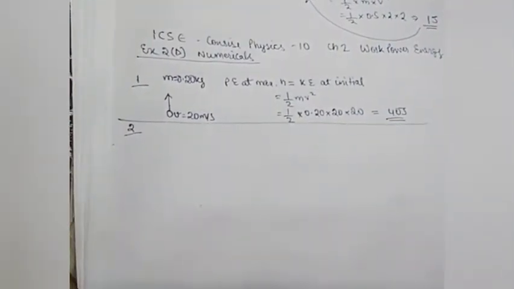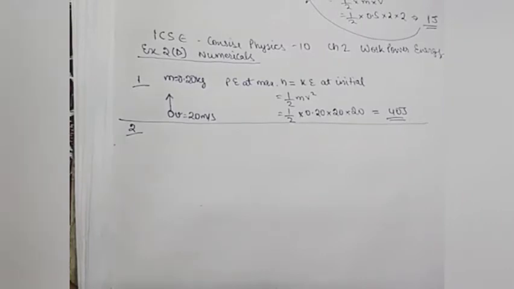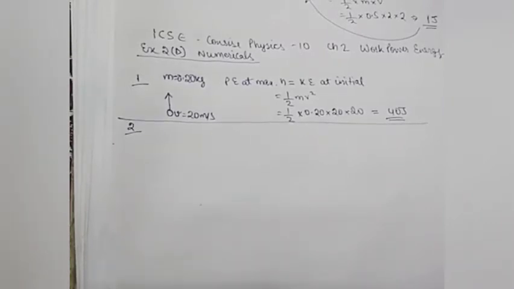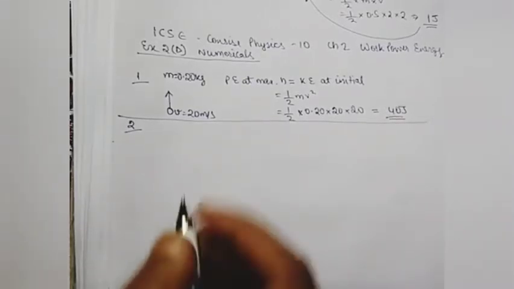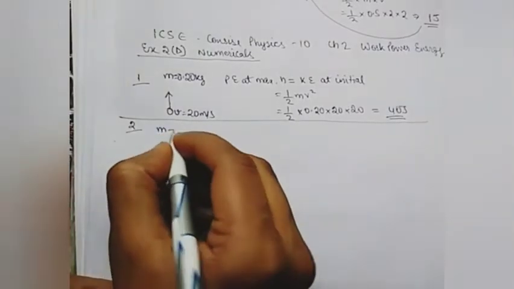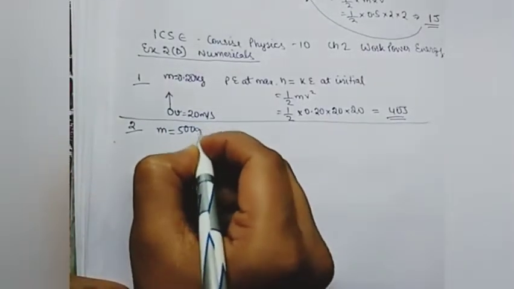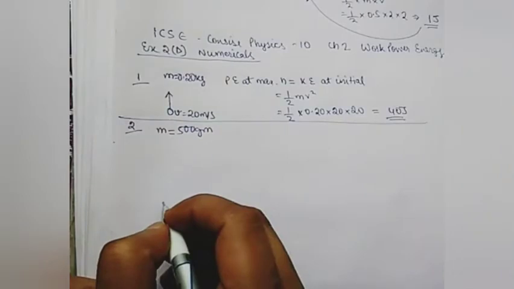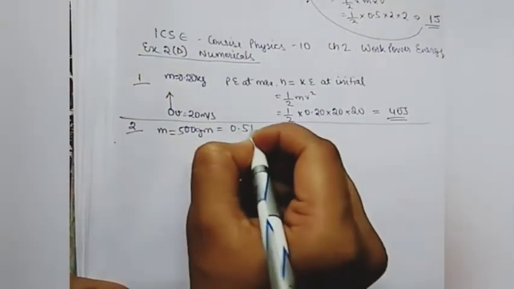Number 2. A stone of mass 500 gram is thrown vertically upward with a velocity of 15 meter per second. Calculate the potential energy at the greatest height. Again, the same thing. The potential energy at the maximum height will be equal to the initial kinetic energy. And second question is the kinetic energy on reaching the ground and the total energy at its halfway point. So the mass of the body is given as 500 gram, so it is 0.5 kg.